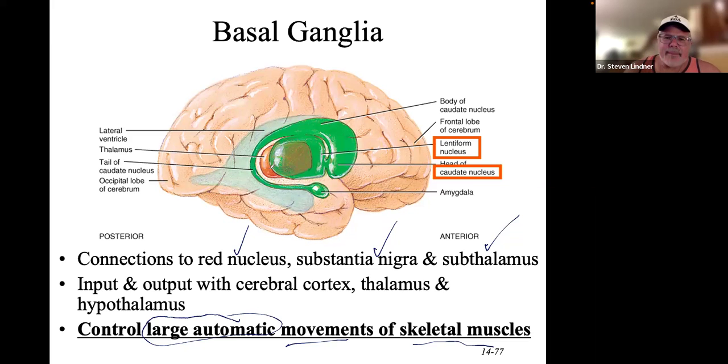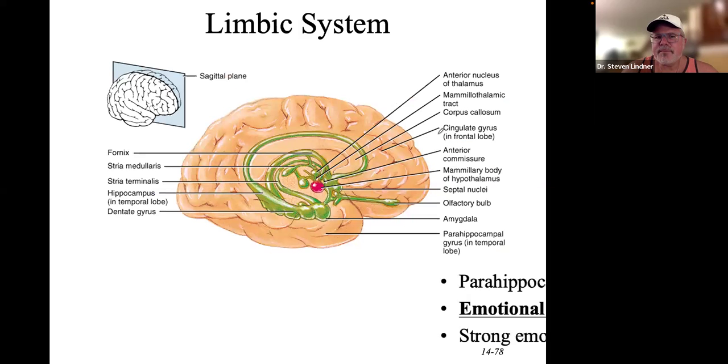When there's damage to different nuclei and different parts of the basal ganglia, there are going to be movement disorders when there's damage to different centers of the basal ganglia. And I'm not going to test you on these different centers, but if it was an advanced neurology class, then you'd have to know these different centers.